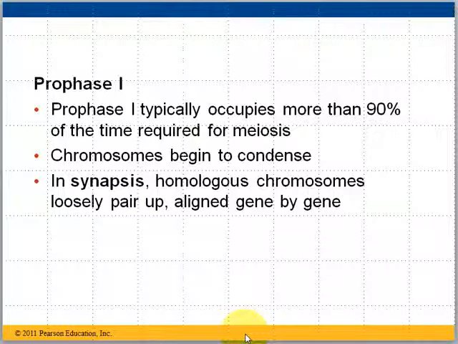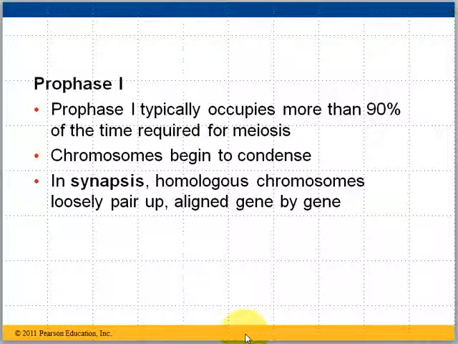And then you have what's called synapsis, which is where the homologous chromosomes kind of pair up together, kind of aligned gene by gene. So you have the duplicated father chromosome and the duplicated mother chromosome, the homologous pair. They kind of sort of line up together side by side, and they're lined up in a way that aligns the genes on those chromosomes.